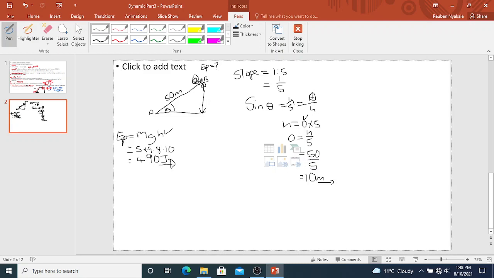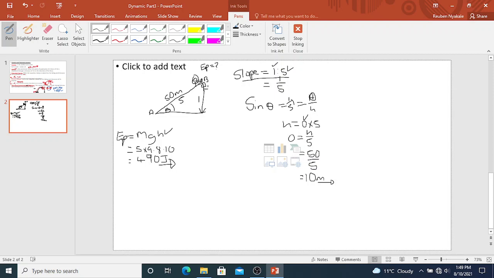Now, please, when given the slope like this, 1:5, don't assume that 5 is your height, or that 1 is your height. Don't assume, because your slope is 1:5. Now let's interpret it. Let's make sense out of it. They are simply saying for every 5 meters, the height is 1.